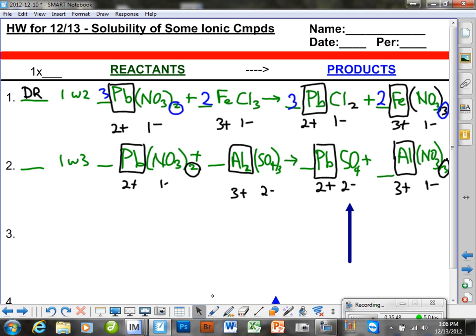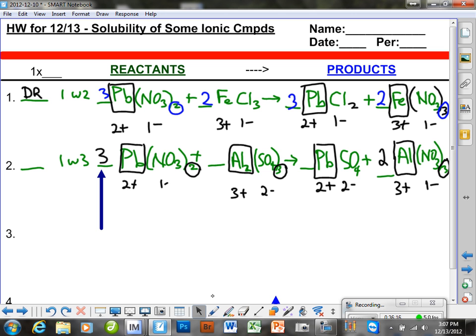Okay, I have a 3 here, and I have a 2 here. So what is this going to be? Yeah, this is going to be a 3. And what are we going to have on the other side with the aluminum nitrate? 2, yes. Okay, and let's look at sulfates. Sulfate, we have a 3 here and a 1 here.